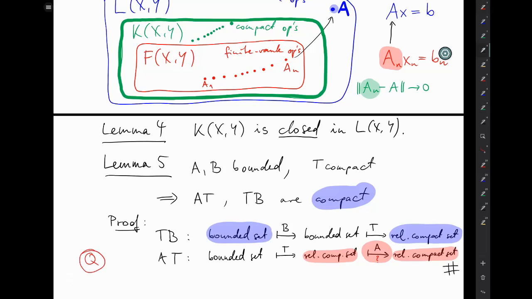So in this Lemma 5 you can see that the property of being a compact operator is very strong. It somehow dominates the product of compact and bounded operators. So the product of a compact and bounded operator is always compact, which maybe reminds you of the product of a null sequence and a bounded sequence, which is always a null sequence.